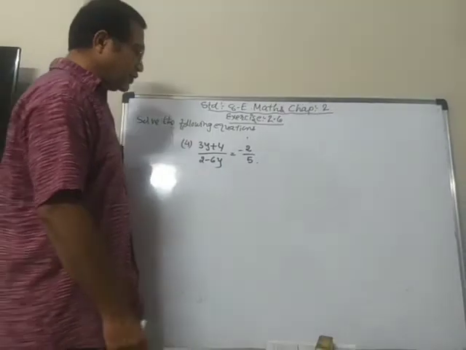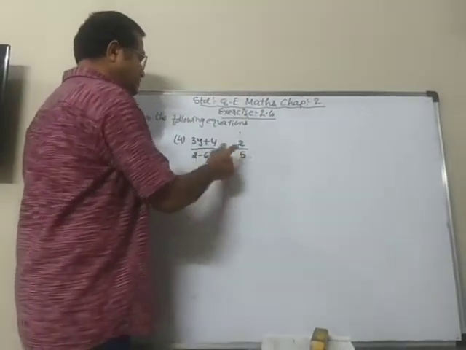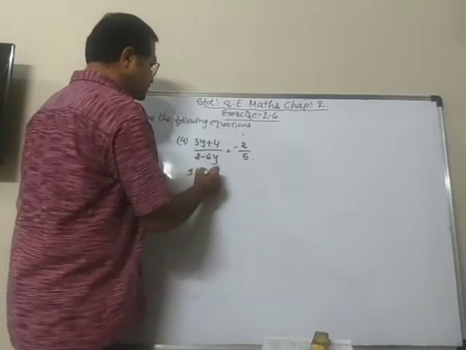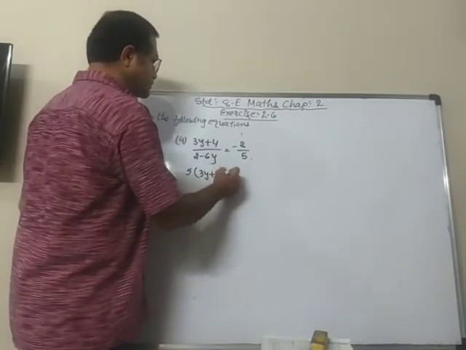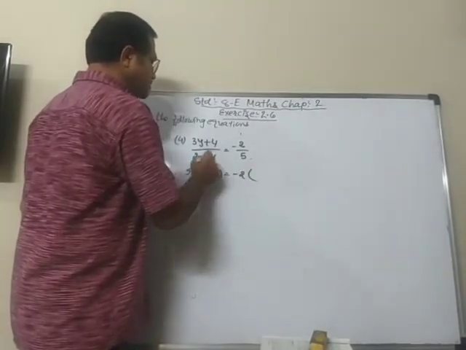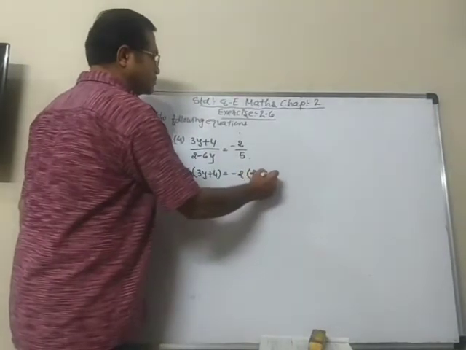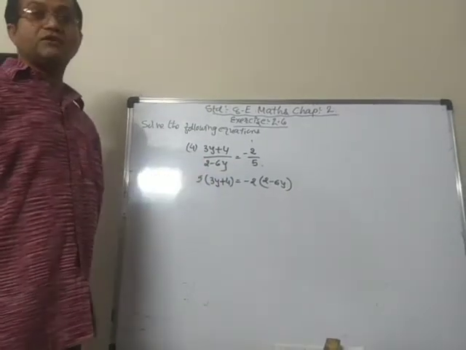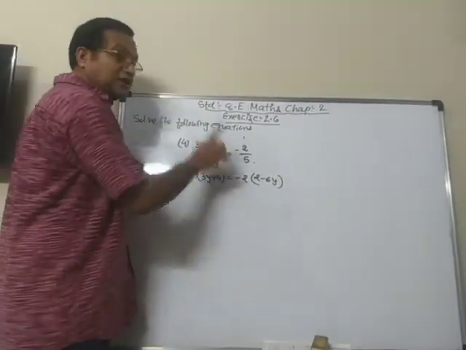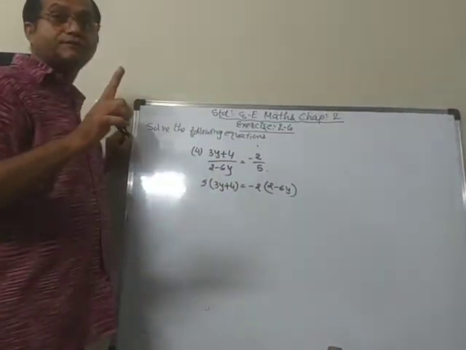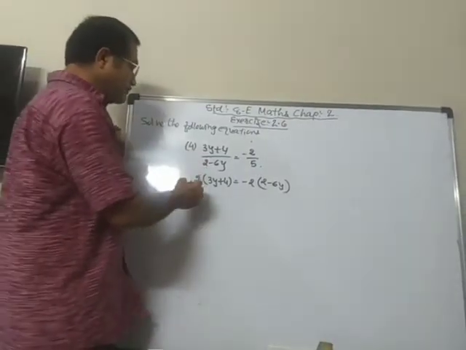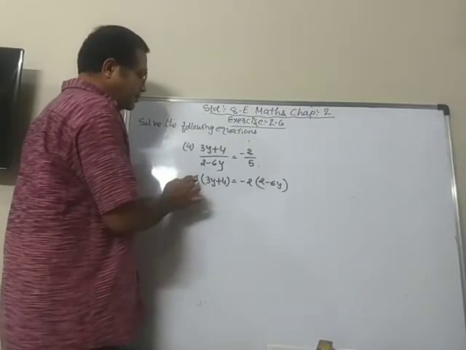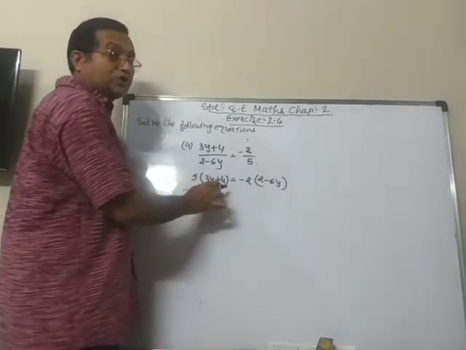Here also we are going to do the cross multiplication, means 5 into bracket 3y plus 4 is equal to minus 2 into bracket 2 minus 6y. Here you will see that when there is a minus sign, be very careful. Now we will open the bracket by the distributive property. So 5 will be multiplied with both of them.